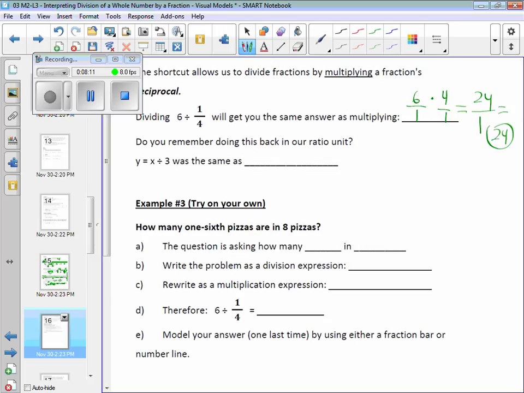Now, I have to ask you a question. Tell me if you remember this. We're going to go back to ratios. Do you remember when we had equations and ratios? Y equals x divided by 3 was the same as doing what? See, this is good. I see hands. You guys remember. Right. That's where that reciprocal comes into place. I change my division to multiplication, and I take my 3/1, and I invert it. Vocabulary word, ELA, by the way. Okay? So it's the same exact thing.